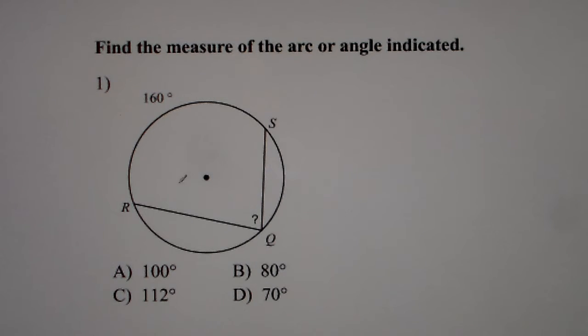So in this problem, arc RS is 160 degrees. Our goal is to find this orange angle right here. To do that, all we got to do is take this arc length and divide it by 2. So 160 divided by 2 gets you 80. So 1 is B, 80 degrees.